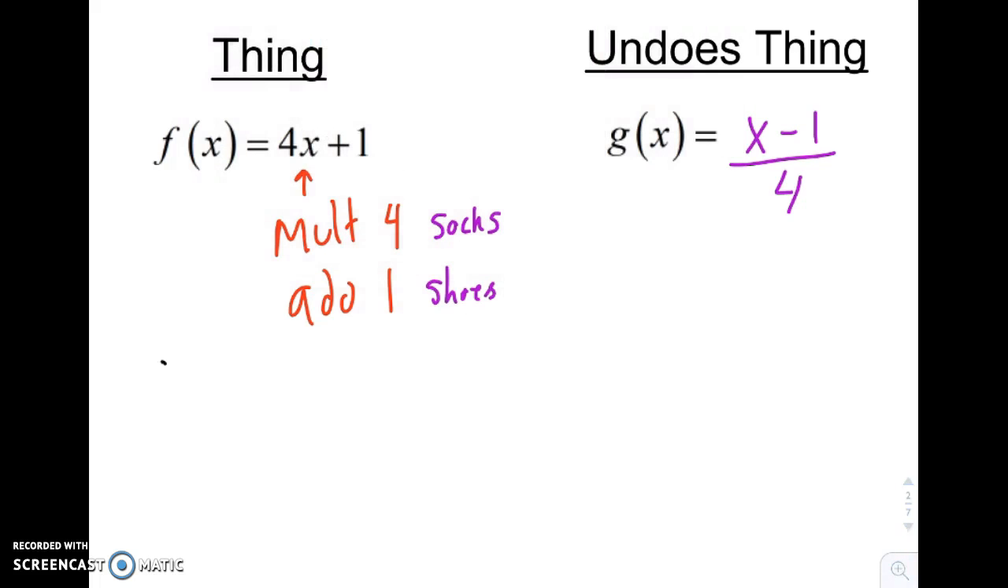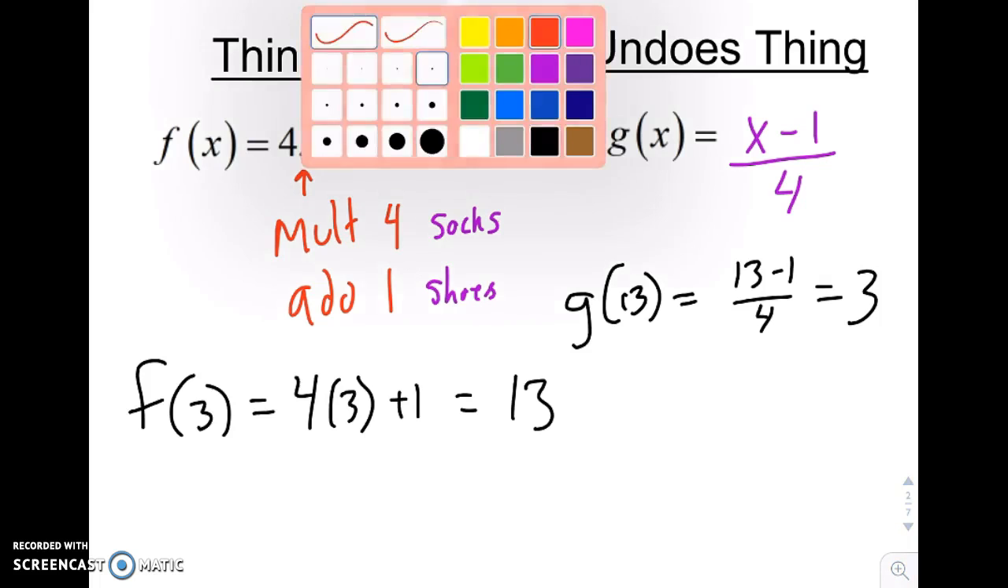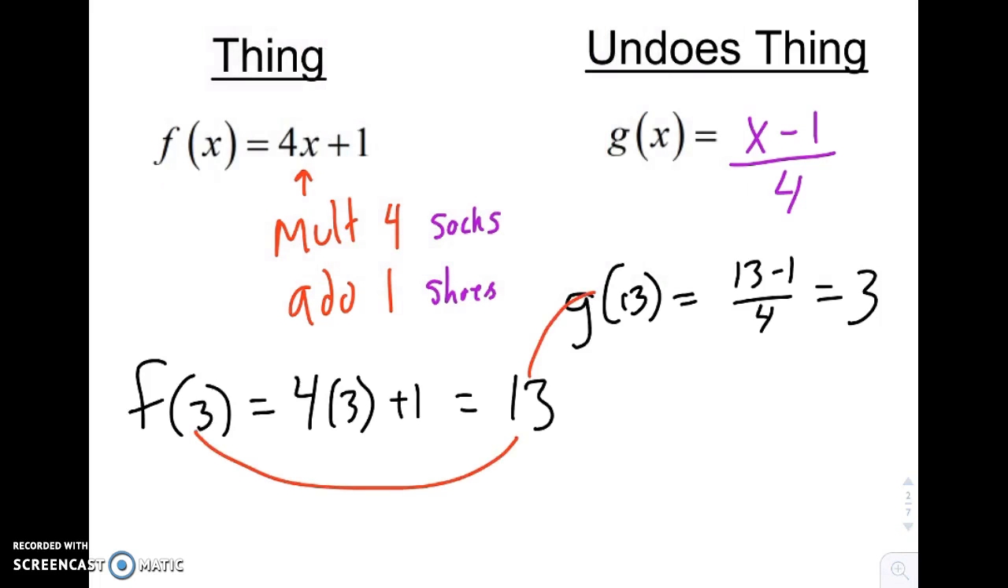Let's see. If we take f of 3, what do we get? Well, 4 times 3 plus 1 is 12 plus 1 is 13. If we take g of 13, we should get back out 3. Well, let's see. Plug 13 in. I've got 13 minus 1 over 4 is 12 over 4, and we get 3. So it completes the circle. It goes from 3 to 13. 13 gets plugged in, and we end up back where we started at 3.